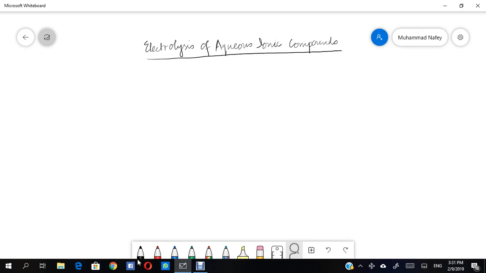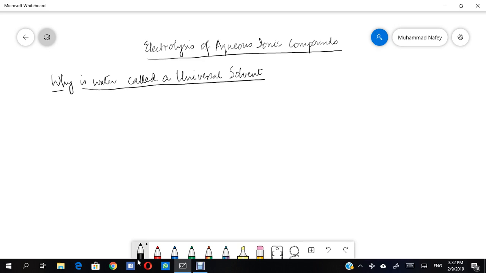So firstly, we'll try to understand why water is called a universal solvent. And this is basically a preamble to the electrolysis of ionic compounds. So it's not something irrelevant, it is very much relevant to your understanding of the concept.